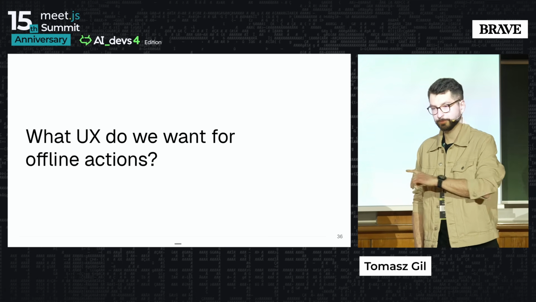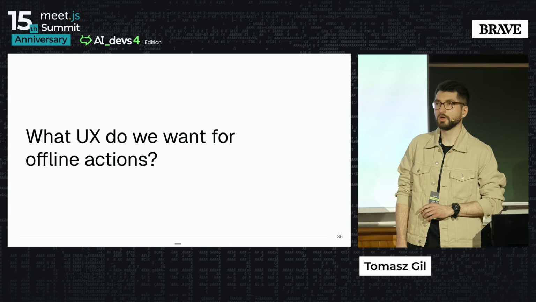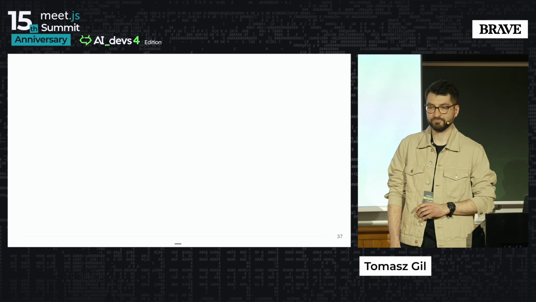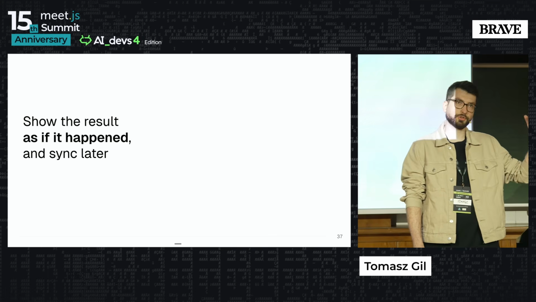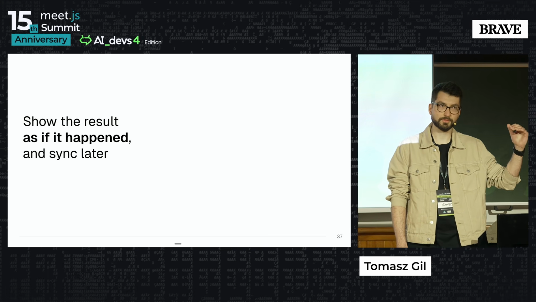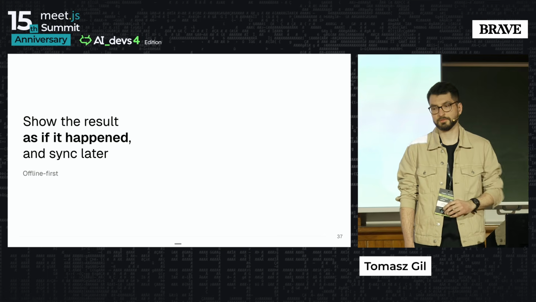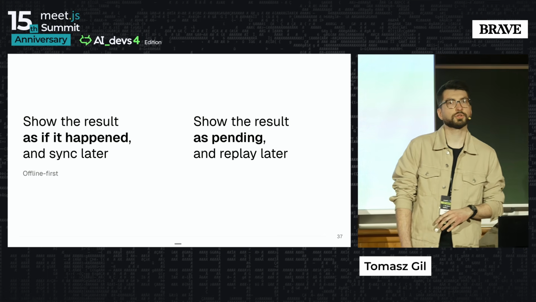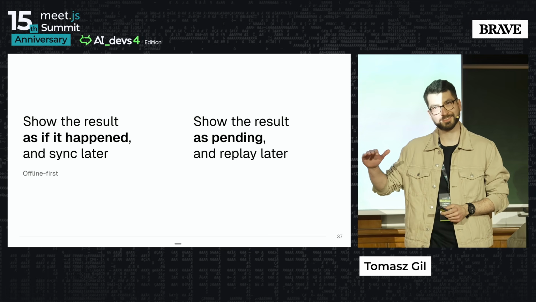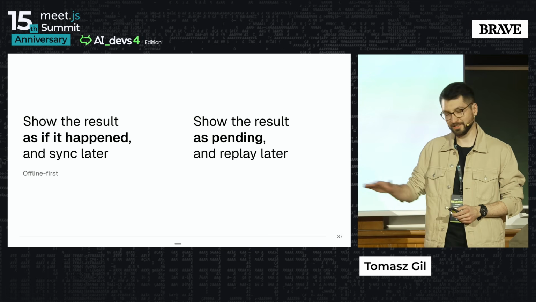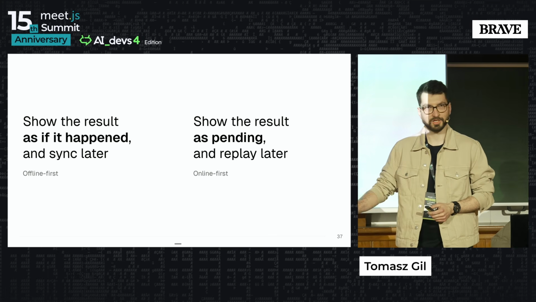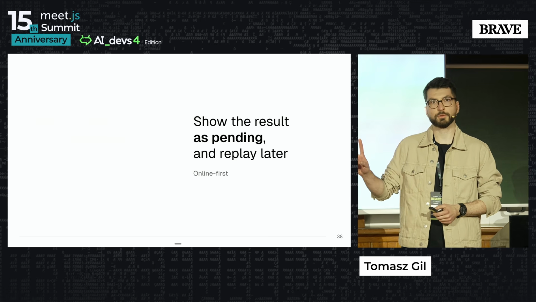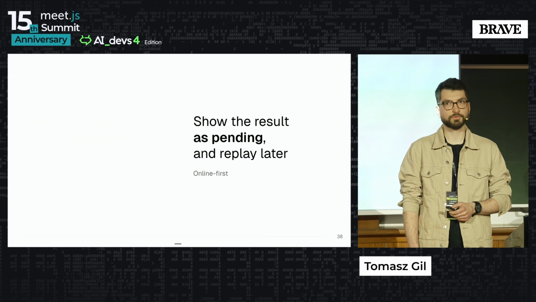And speaking about user experience, this is a great question to ask yourself. What user experience do you want for offline actions? Do you want to show the result of an offline action as if it happened and then sync later? You probably want to go towards the offline first model. Or do you want to show the result of an offline action as pending and then replay later? Then you probably might be going towards the online first model. And for us and for our builders, we chose the second option. So the online first with an offline fallback model.